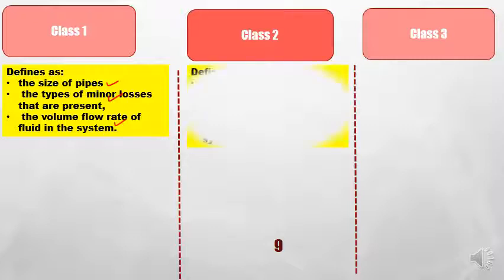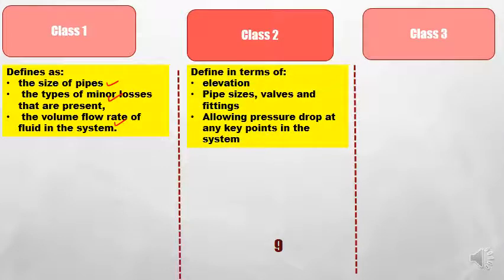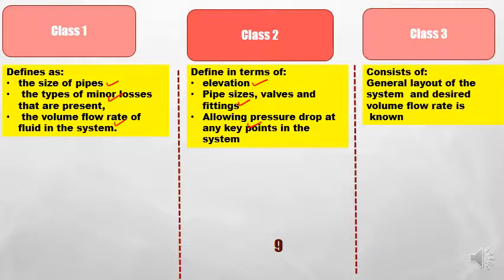Okay, but for class 2, usually the system will give information about elevation, size, valves, and fittings in the system, and pressure at any point in the system. But class 3 is a more complicated system, which is the application. Usually it gives all the general layout of the system and the desired volume flow rate is known. That means the volume flow rate is known or given in the system, and the general layout is completely provided.